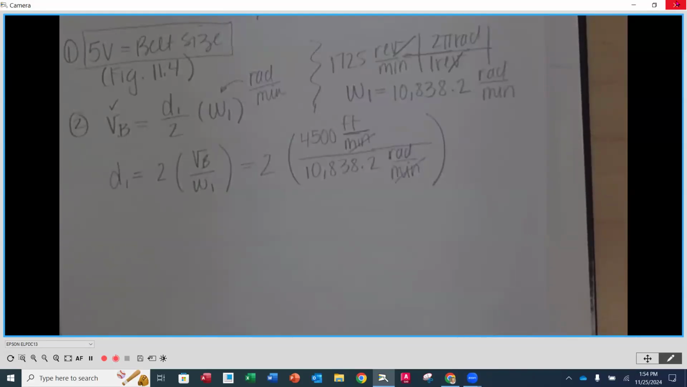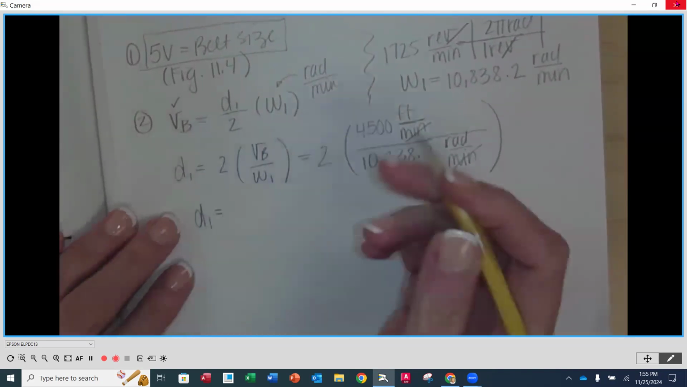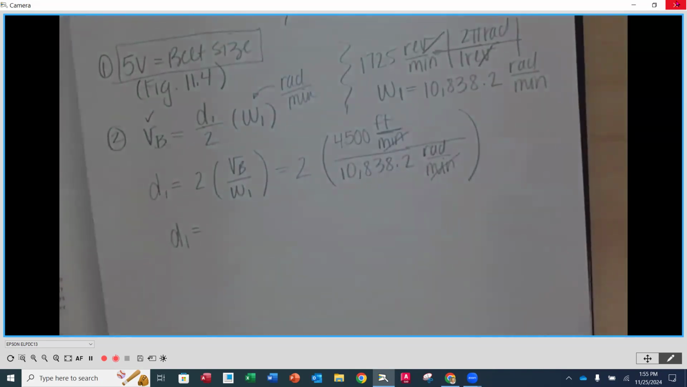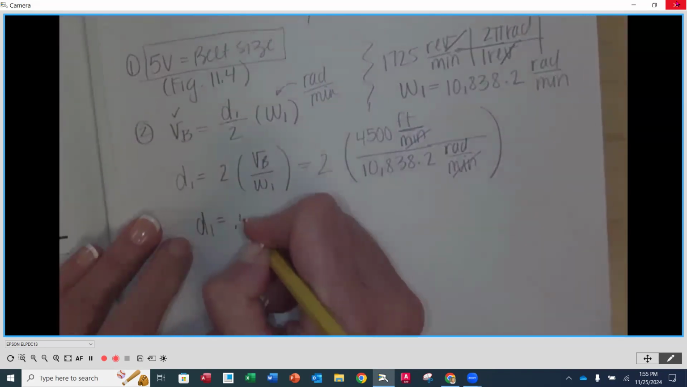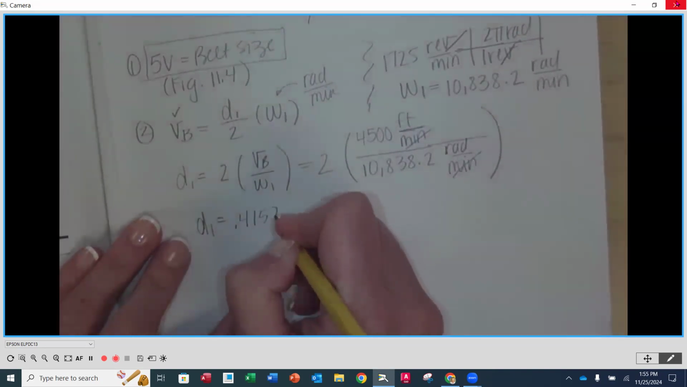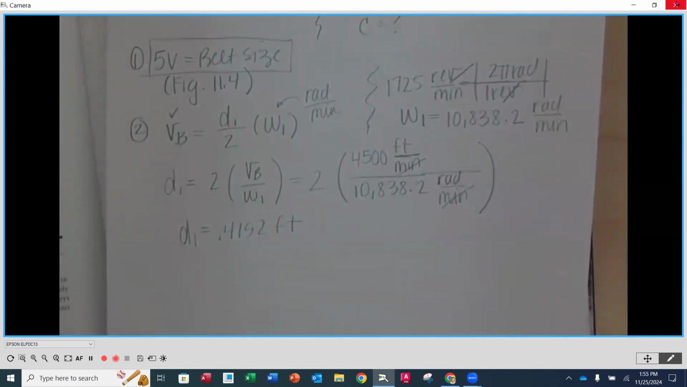It goes poof. It disappears. So feet are your units that are left here. That's a distance, so that's good. So we're going to get our D1 is going to be equal to, find your value, 4,500 divided by the 10,838.2. I'm getting 0.4152 feet. Is that what you guys got?